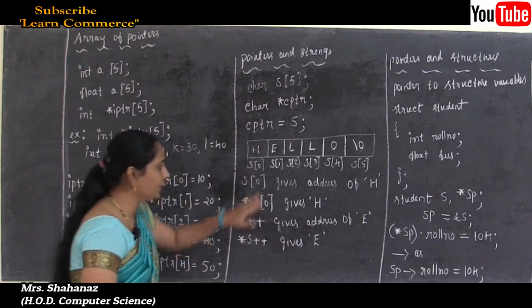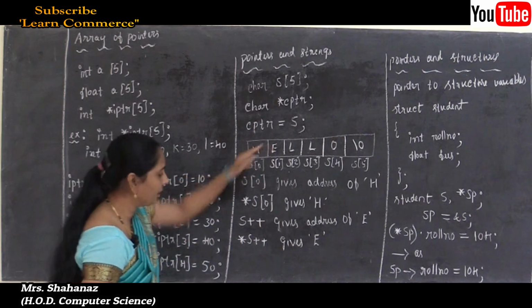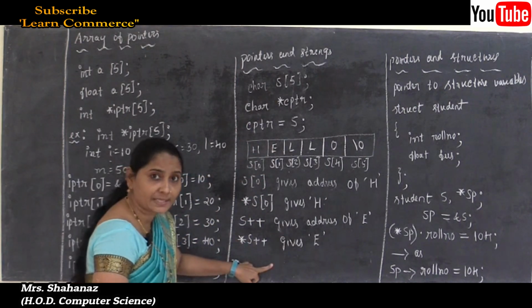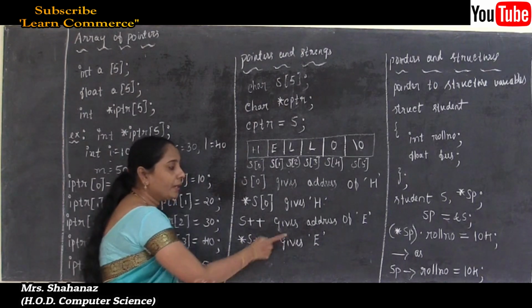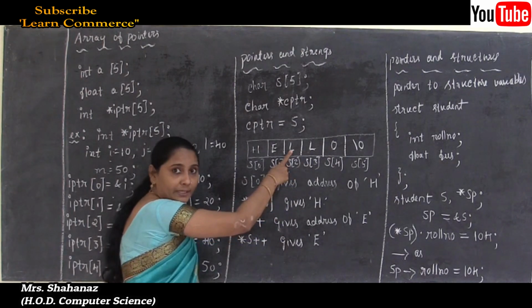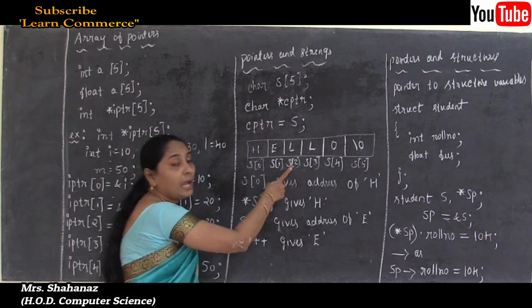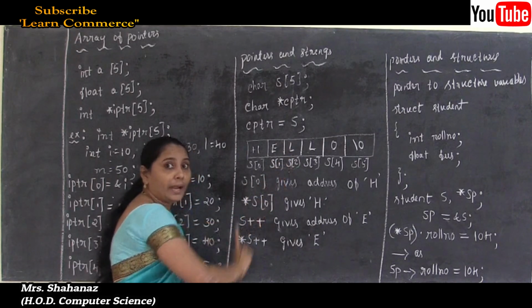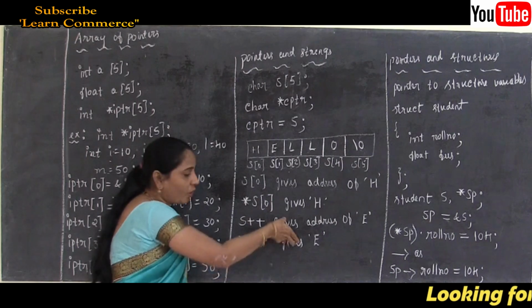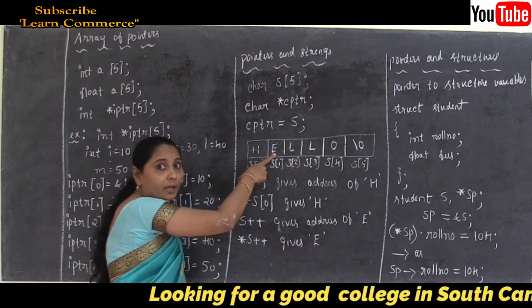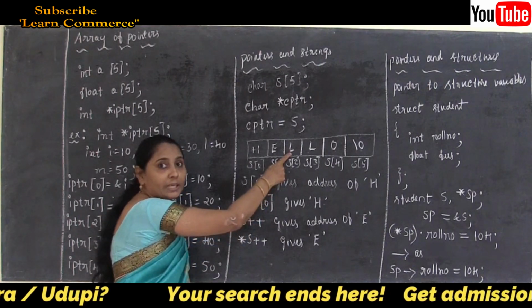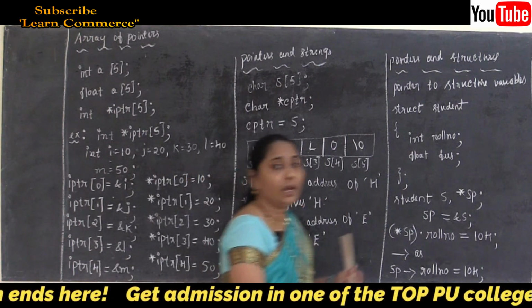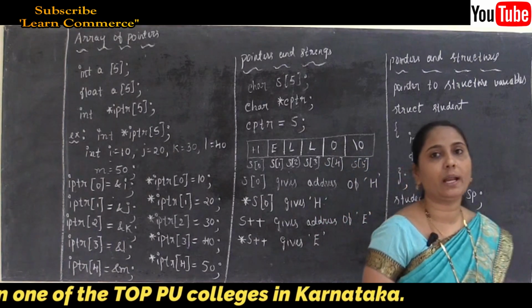So after reaching the E here, next, if you are using s plus plus again, on that time it gives the address of the L. In this case, the address of the L is the s of 2. Clear this point? And the pointer s plus plus, why? Because we already reached the E here. So that means the pointer s plus plus gives just the character L in this case here. So clear this point?